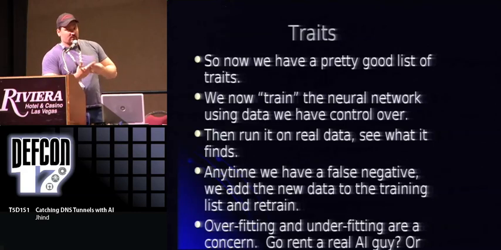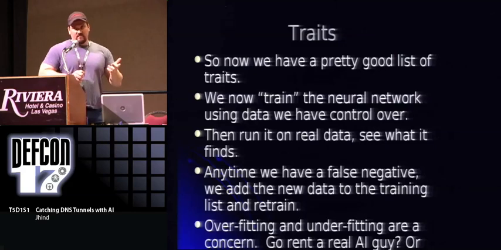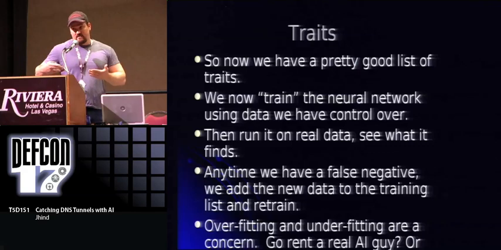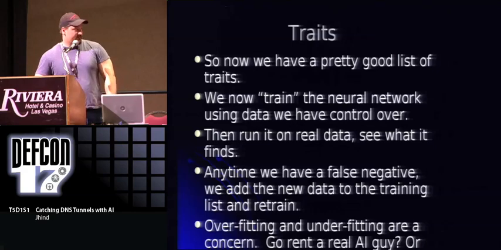We're going to train the neural network to do what we want, to find what we want. We're going to give it positive and negative examples. Then we're going to run it on real data, see what it finds. The beauty of using a neural network is anytime we have a false negative, which IDS always has false negatives, right? We can data mine our traits out, add it to our configuration file, let the artificial neural network know that it's a false positive, and say, relearn this so that you don't give me that bad answer again.